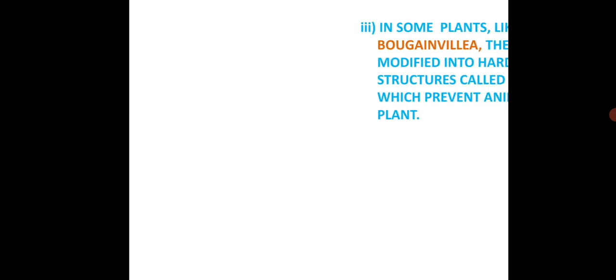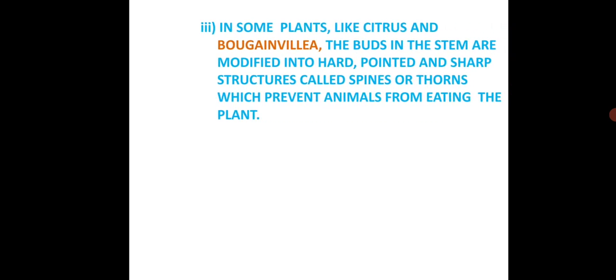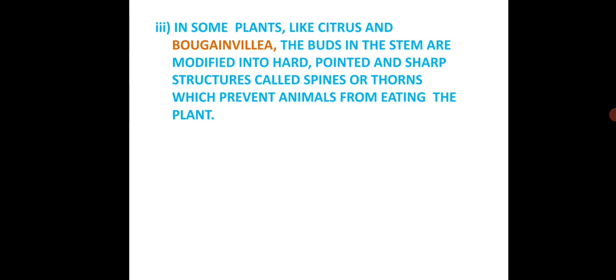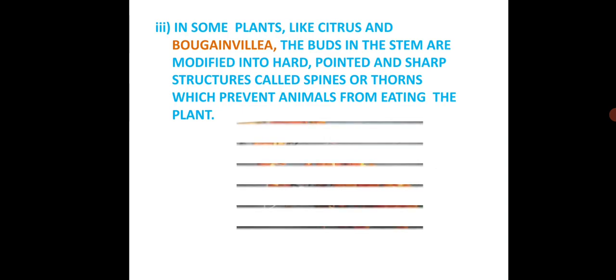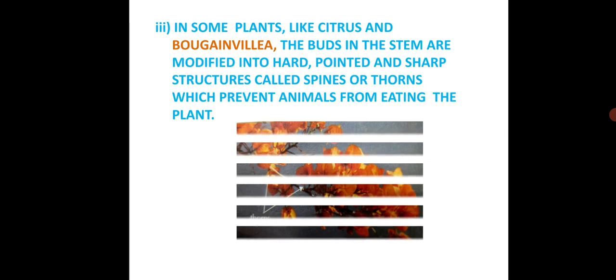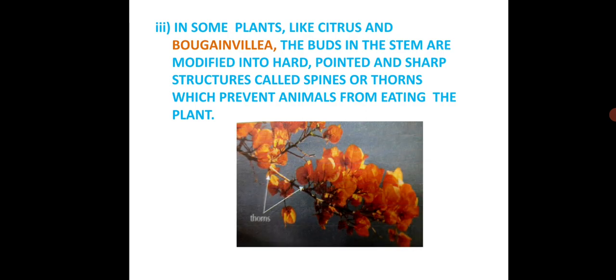In some plants like citrus and bougainvillea, the buds in the stem are modified into hard, pointed, and sharp structures called spines or thorns, which prevent animals from eating the plant.